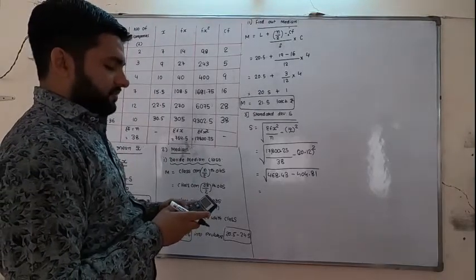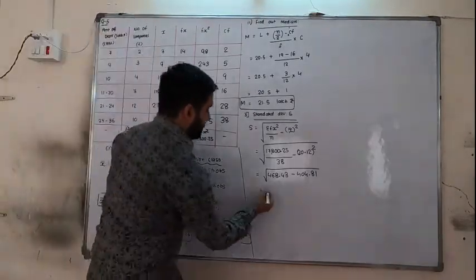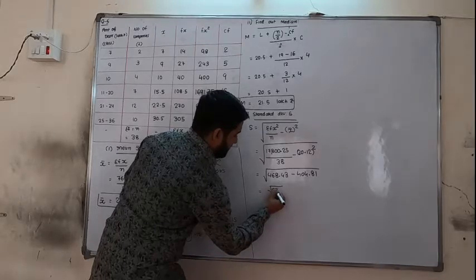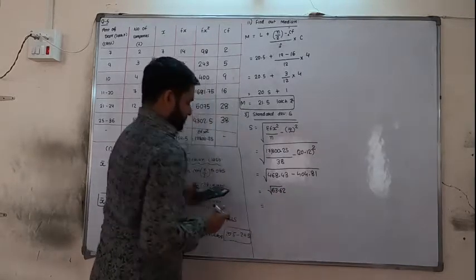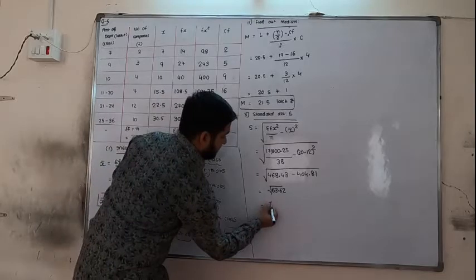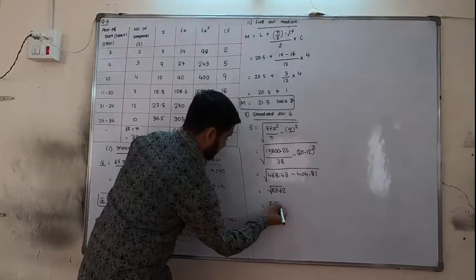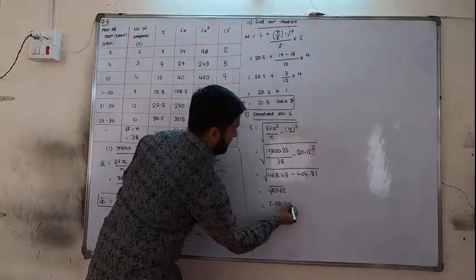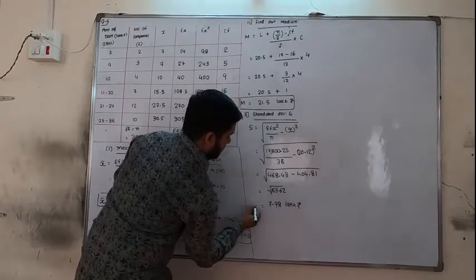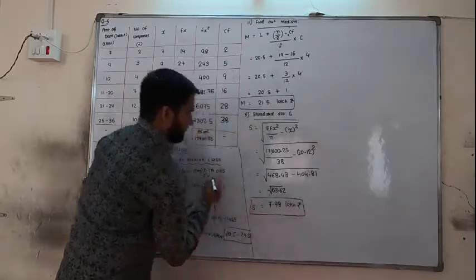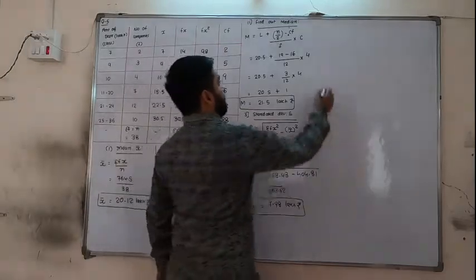So 468.43 minus 404.81, which is 63.62, and in square root the answer would be 7.976. So 7.98 lakh rupees. Okay.